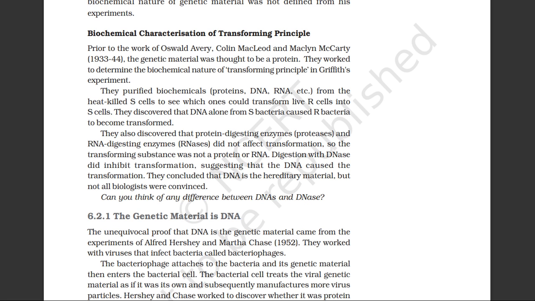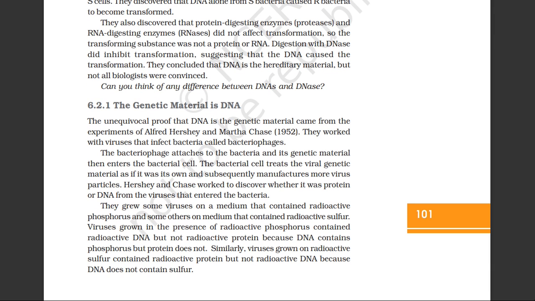6.2.1 The genetic material is DNA. The unequivocal proof that DNA is the genetic material came from the experiments of Alfred Hershey and Martha Chase, 1952. They worked with viruses that infect bacteria, called bacteriophages. The bacteriophage attaches to the bacteria, and its genetic material then enters the bacterial cell. The bacterial cell treats the viral genetic material as if it was its own and subsequently manufactures new virus particles.